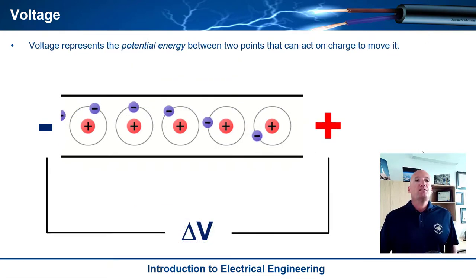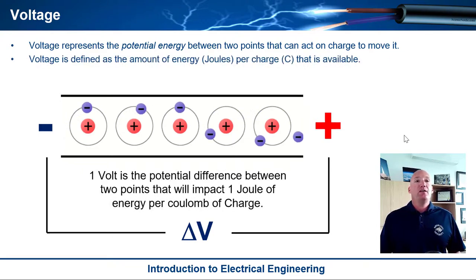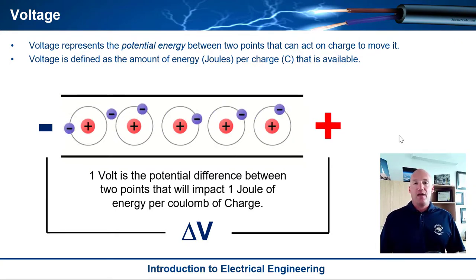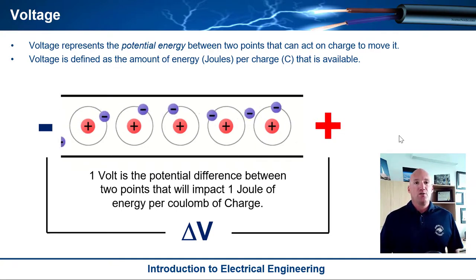So voltage is actually a potential energy between two points that can act on a charge in order to move it. And voltage is defined as the amount of energy, which is in joules, per charge that is available to act on that particular piece of charge. Okay, and just to put it in scale, 1 volt is the potential difference between 2 points that will impart 1 joule of energy per coulomb of charge. So it represents basically energy that we can use to move the charge through a material.